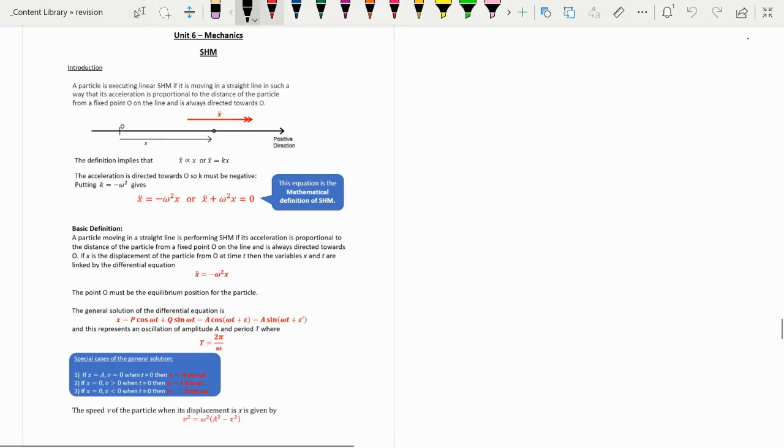Okay, so for this section, we're going to look at simple harmonic motion. There's quite a lot on this first page for us to have a little chat about, just some of the key points that we need to consider, and then we're going to jump into an example.